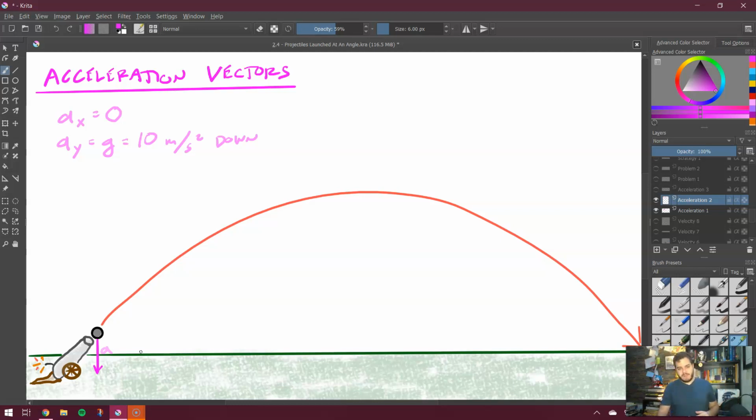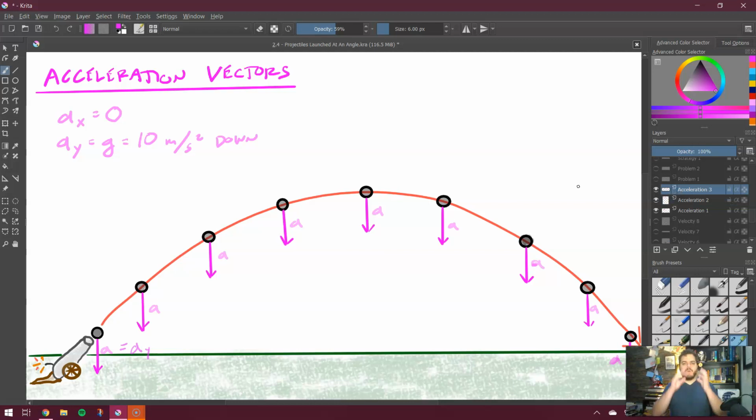Now you'll notice I didn't write a little y on here, and that's because this is the entire vector. Since there's no x component, a is equal to ay. They're the same thing here. And if we look throughout the different points in time, the acceleration will always be downward. It slows down as it goes up, because then the velocity is up and acceleration is down, they're opposite directions, so it slows down initially. At this point, it stops in the vertical direction and changes direction, and then it starts to speed up as it goes back downward.